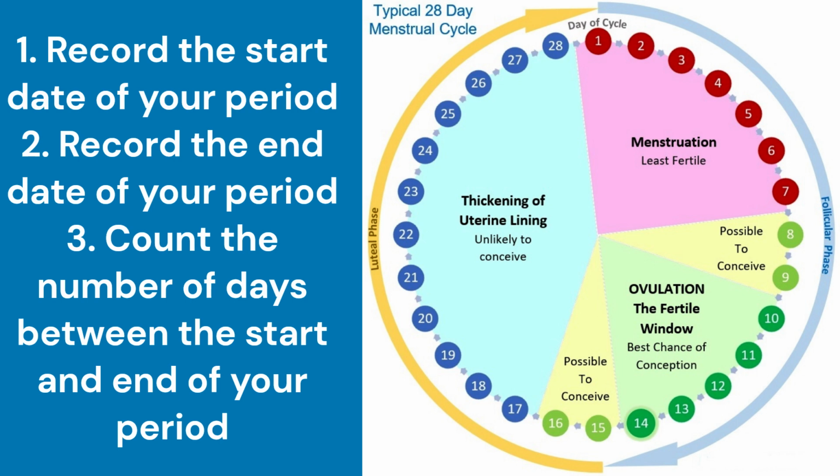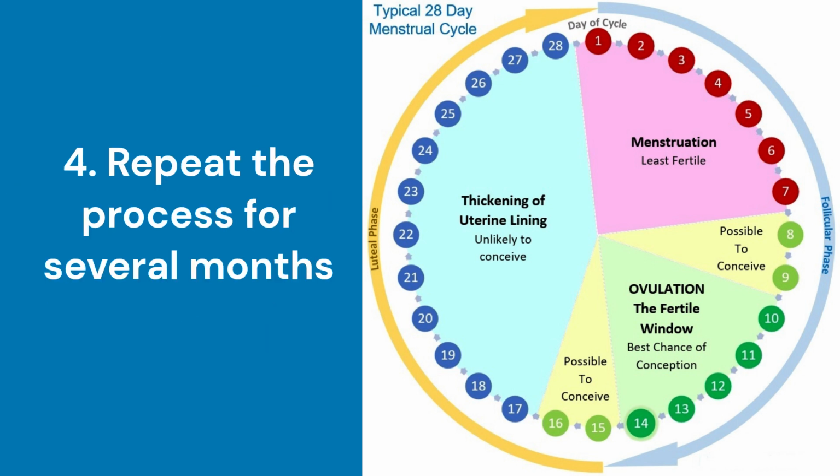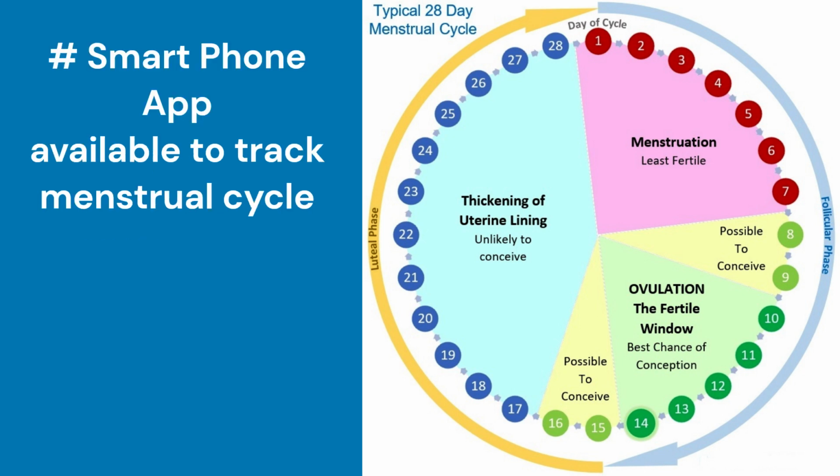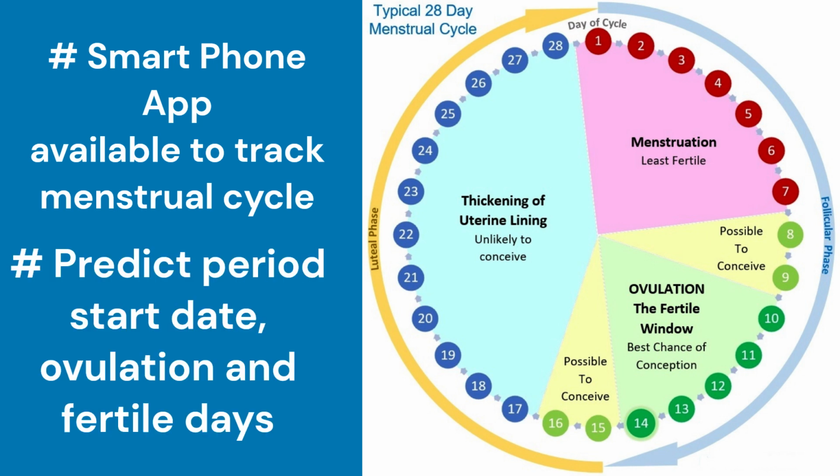4. Repeat the process for several months. To get a more accurate average, calculate the length of your menstrual cycle for several months and then add up the total number of days and divide by the number of months. For example, if your period started on January 1st and ended on January 5th, your menstrual cycle for that month would be 5 days. Repeat this process for several months to determine your average menstrual cycle length.